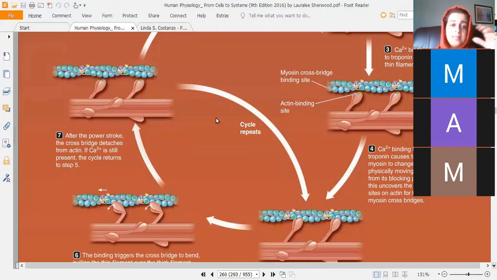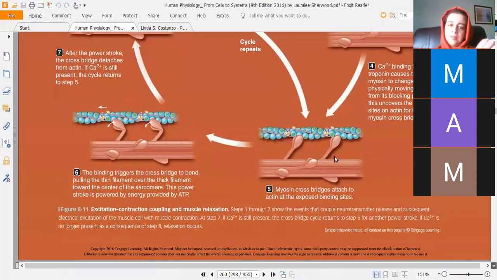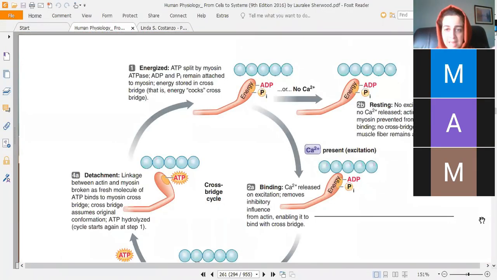And as long as calcium is present, troponin will stay out of the way and will make tropomyosin stay out of the way, and actin and myosin will keep on attaching to each other and keep on contracting. It's only when the calcium supply is stopped, and that calcium supply will be stopped when the action potential stops. And the action potential stops when we have actually decided to stop moving, right? That is when this contraction will stop, and the muscle will come back to its relaxed state.